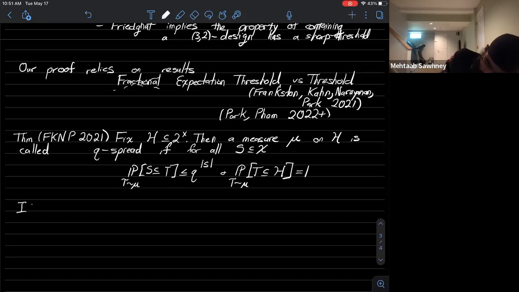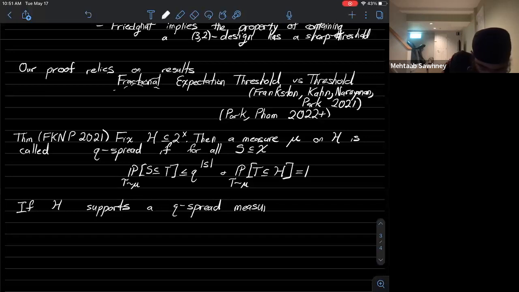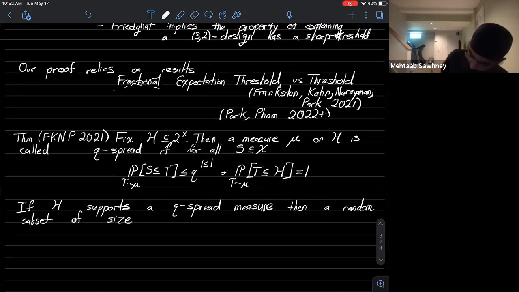So it turns out, if H supports a Q spread measure, then a random subset of size KQX times log X contains an element of H with high probability.